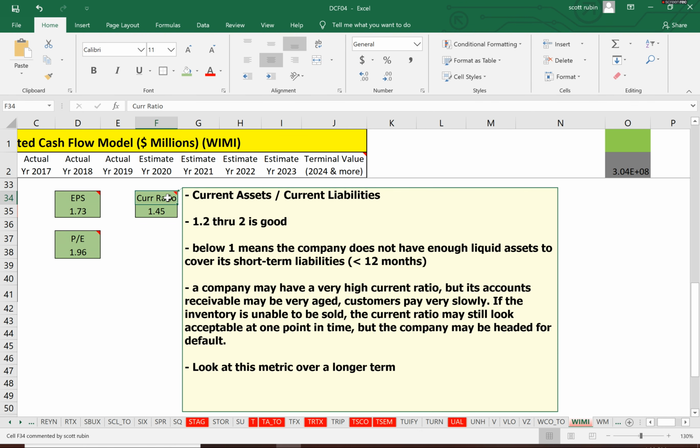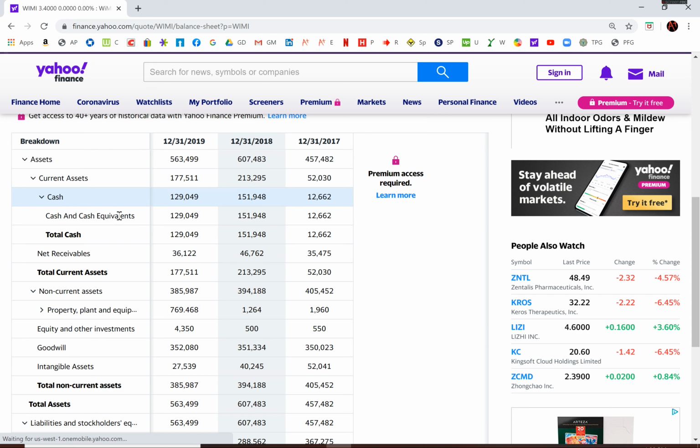So you can't always look at one number and say, oh, great, they have 1.45. Okay, let's move on. You have to look a little deeper. You generally want to look at historical, because one quarter could be a 0.8 current ratio, which is really bad. Then the next quarter could be 2. So you have to look at it over the longer term because some businesses are cyclical. But in this case, it looks to be good.